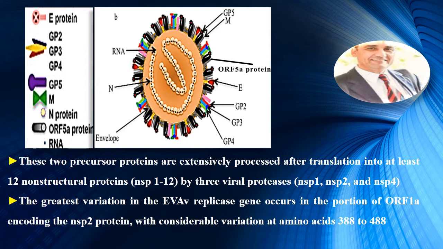The greatest variation in the equine viral arteritis virus replicase gene occurs in the protein of ORF1a, encoding the non-structural protein 2, with considerable variation at amino acids 388 to 488.